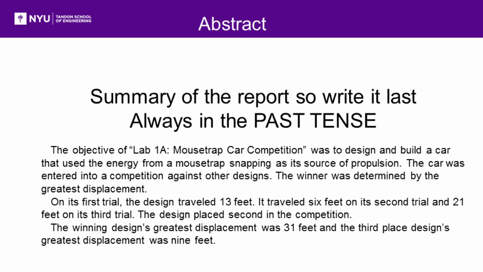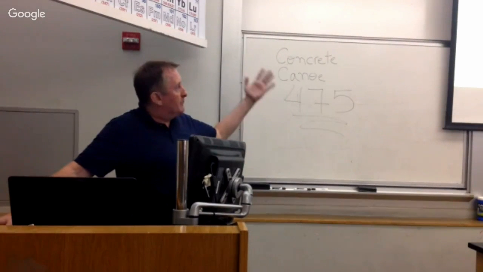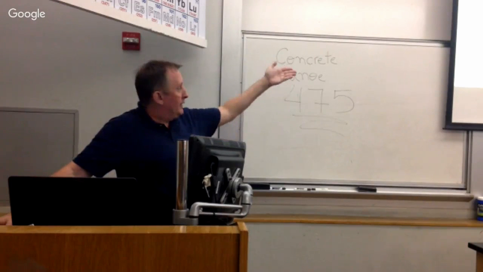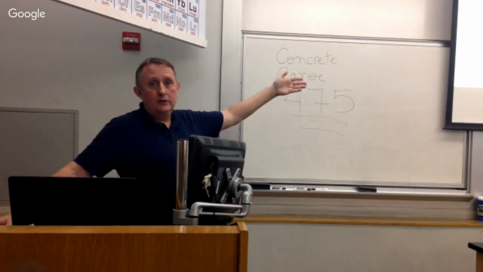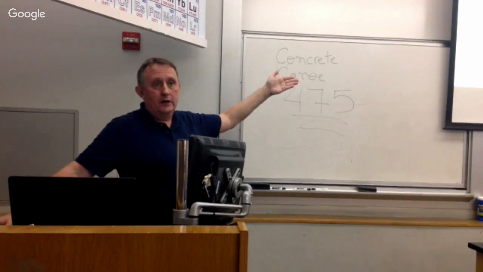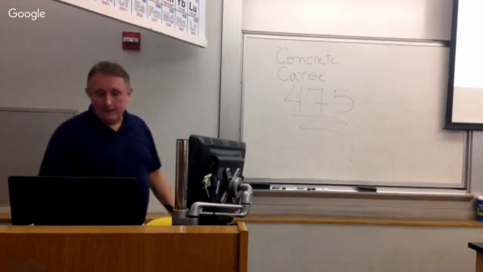This abstract assumes that the mousetrap car competition in this lab had three competitors. As you can see, the first paragraph is the objective. The second paragraph is how the mousetrap car that is the subject of this report performed on its three trials. And then the final paragraph is how the competitors performed on their best trials, in which they traveled their longest distance. So you read this, and you've now summed up the entire report. You know how this car performed compared to the other two. You know what the competition results are. So that's what I look for in my abstracts.